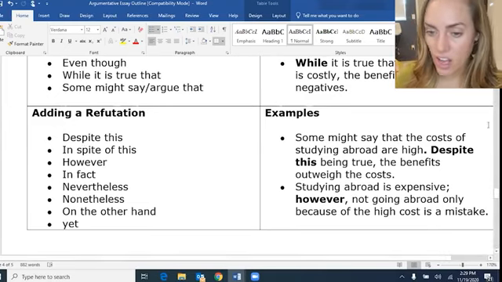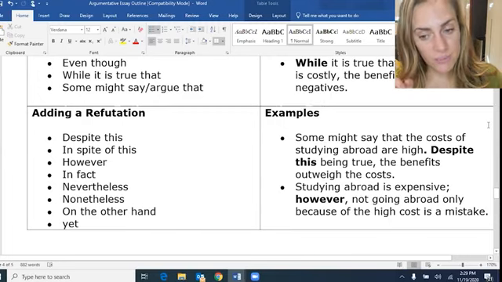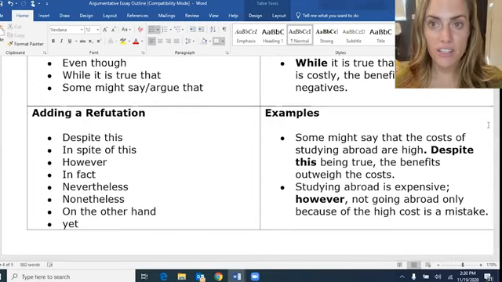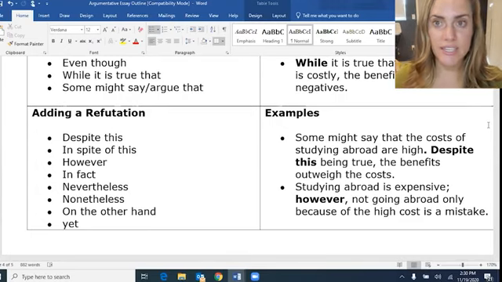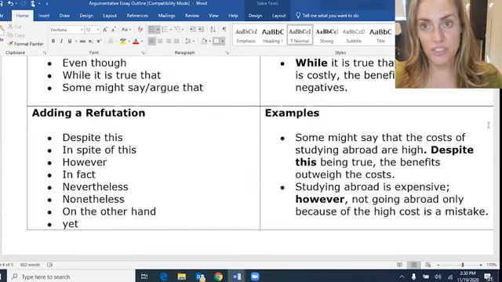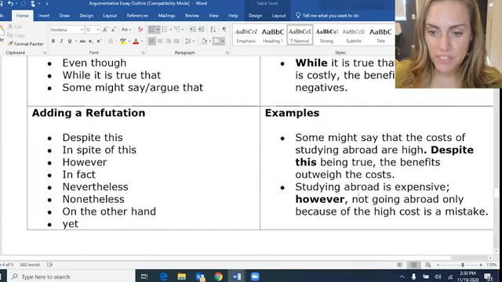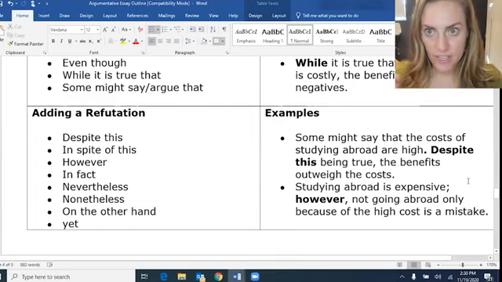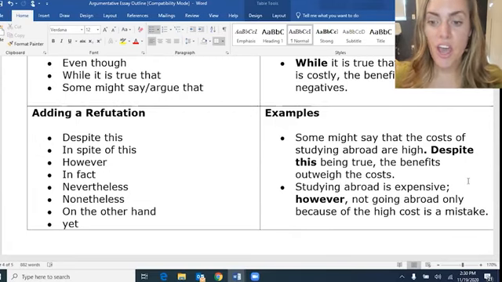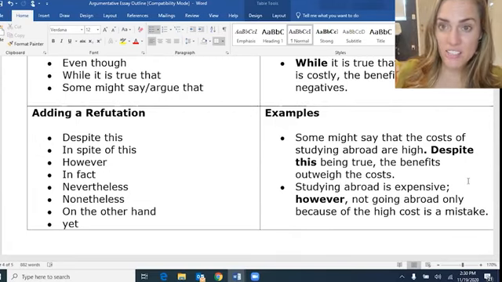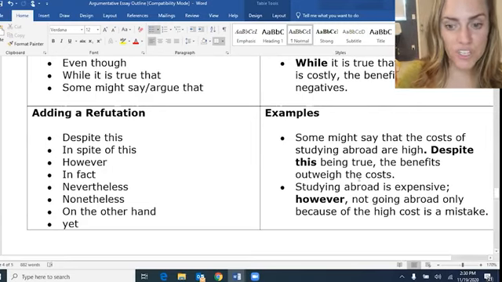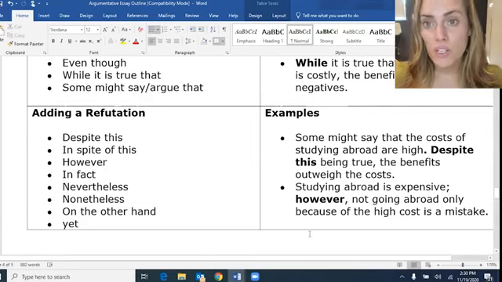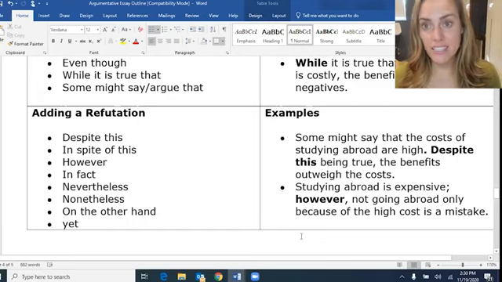Some might say that the costs of studying abroad are high. Despite this being true, the benefits outweigh the costs. So in these few sentences here, you see the counter argument, you see a concession, and you see transition to the refutation. Here, studying abroad is expensive. That's the counter argument. However, that's the transition to the refutation. Not going abroad only because of high cost is a mistake. Okay, so those are just some of the transitional words and phrases that can be used in an essay like this. So now let's look at an outline and an essay.